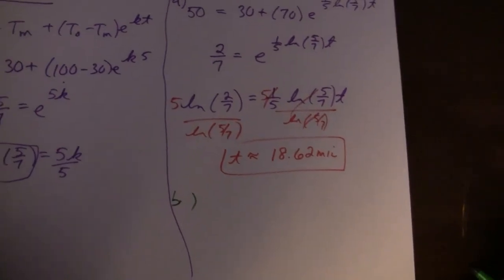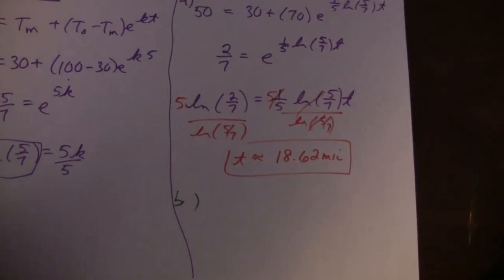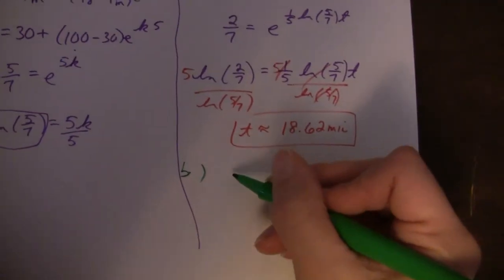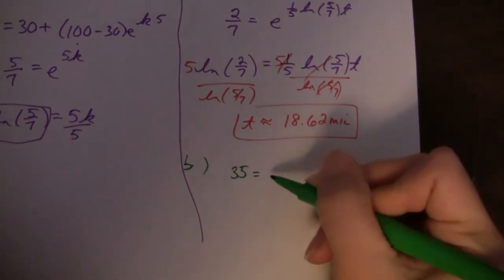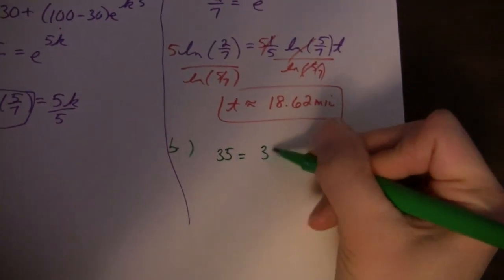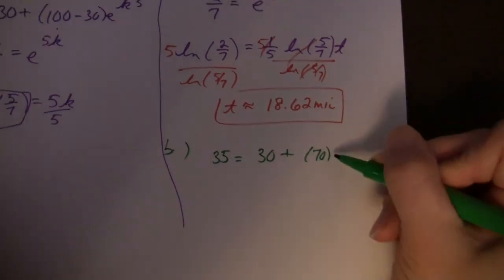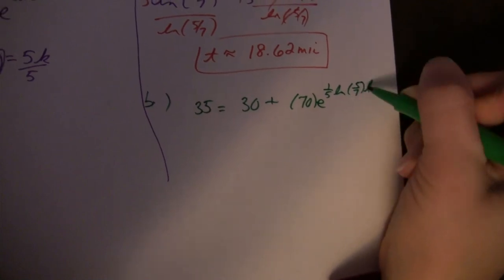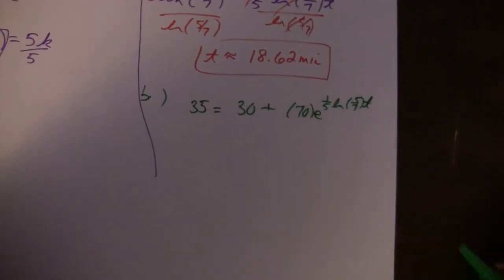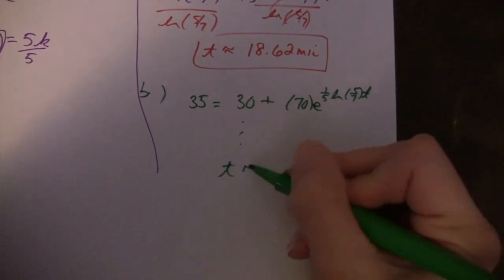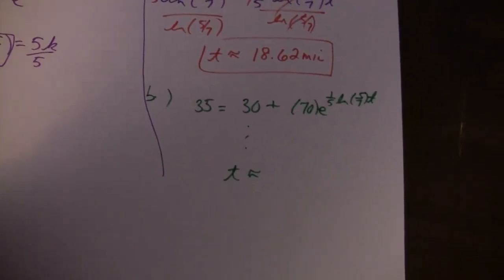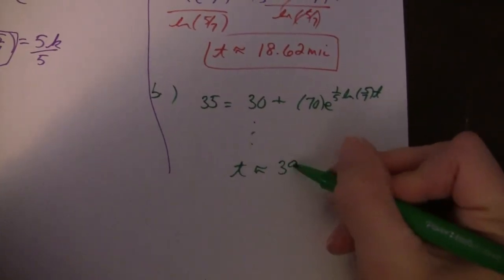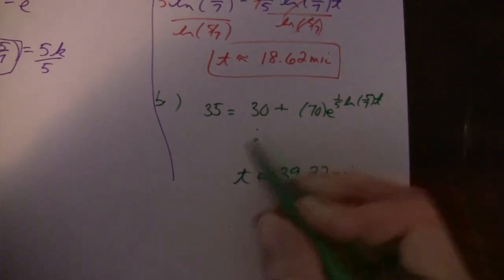Okay, there is another question here, part B. I want you guys to go ahead and solve it. Maybe pause while you set up your equation, and then I'll show you the equation. So the equation is 35, because that's the new final, equals 30 plus 70 e to the 1/5 natural log 5/7 t, and now you're finding t again. Okay, why don't you pause the video again, go ahead and calculate, and see if you can find the time. And the answer is 39.22 minutes.